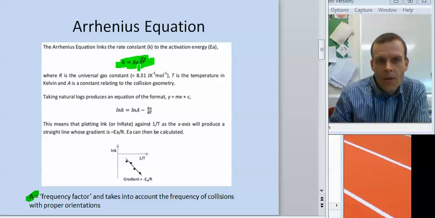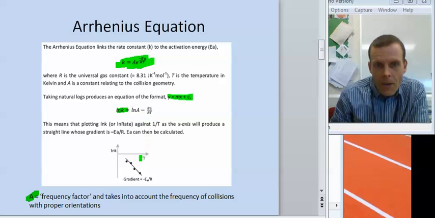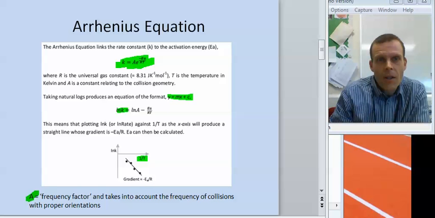And then we've got exponential power minus activation energy over R, which is the gas constant, 8.31, and T is our temperature in Kelvin. So if we do a bit of maths on that, we can actually expand it to this, and that is now of the form y equals mx plus c. So if we have this as our y-axis, and if we have x as 1 over T, then our m is minus Ea over R, and our y-intercept would be ln A.